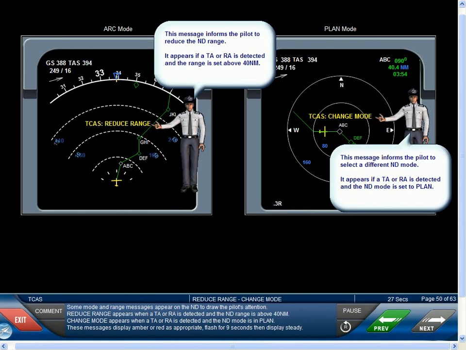Some mode and range messages appear on the ND to draw the pilot's attention. Reduce range appears when a TA or RA is detected and the ND range is above 40 nautical miles. Change mode appears when a TA or RA is detected and the ND mode is in plan. These messages display amber or red as appropriate, flash for 9 seconds, then display steady.